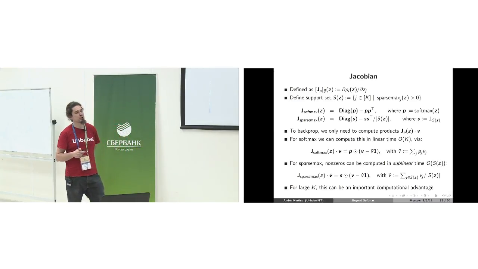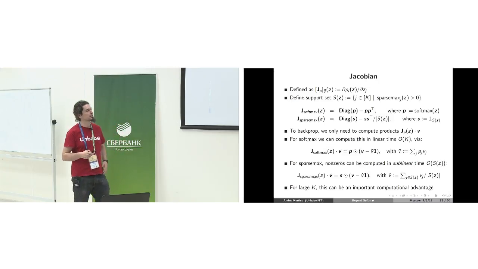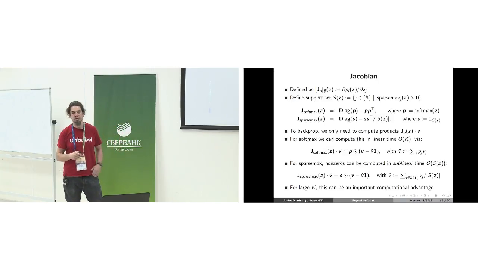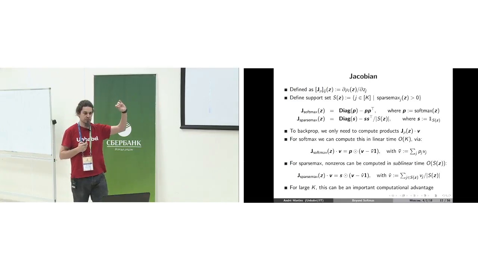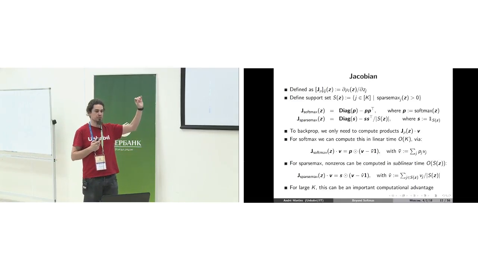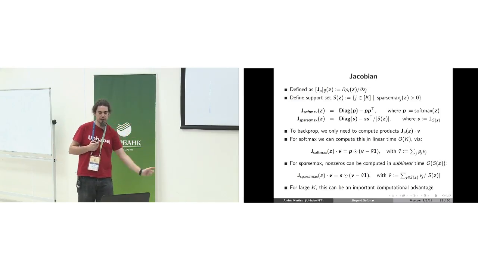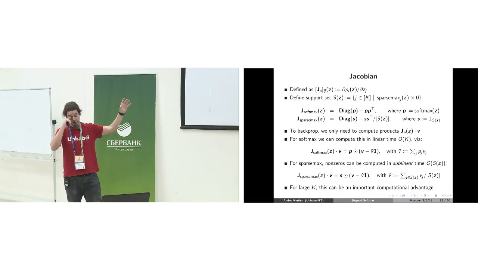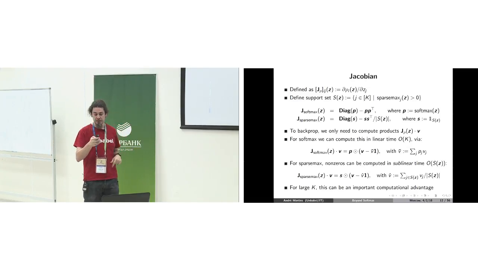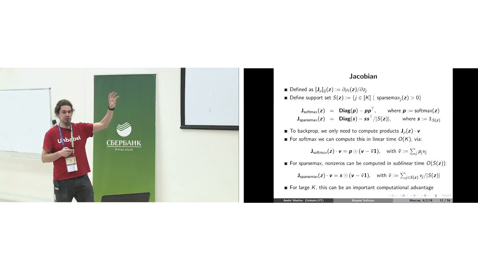Of course, if we only want to do backpropagation, you don't really need to compute the full Jacobian. We only need to compute the product of a Jacobian and a vector. This is because we have some expression for the differential on the output side. You have the derivative of the loss with respect to the variable that is in the output of Softmax or Sparsemax, and we want to propagate that to get the gradient of the loss with respect to the input. So you want to go from the output differential to the input differential.